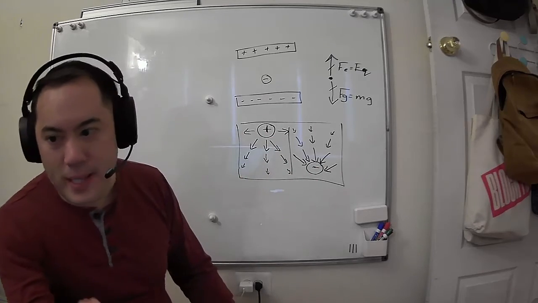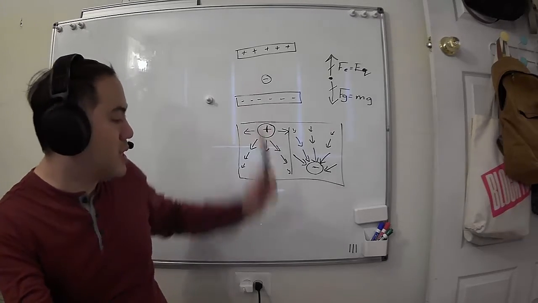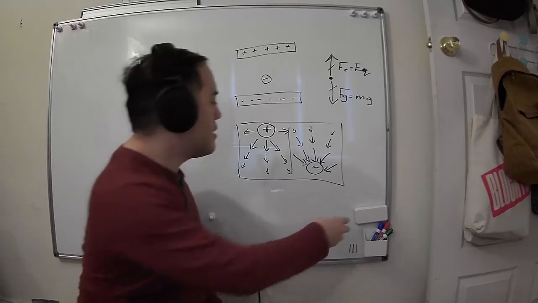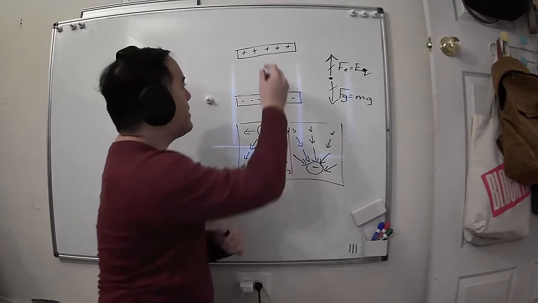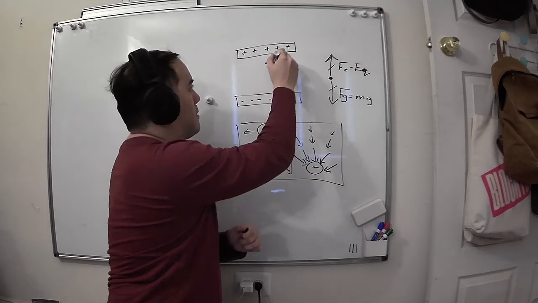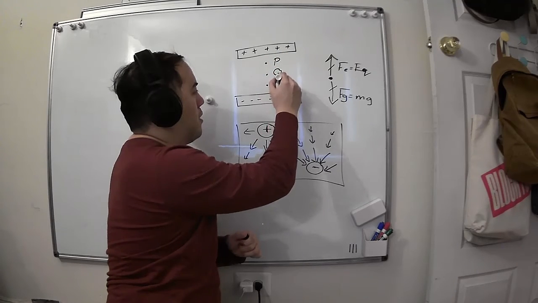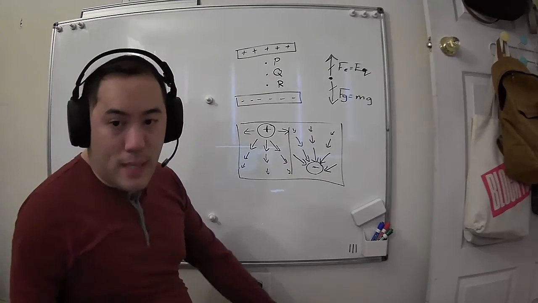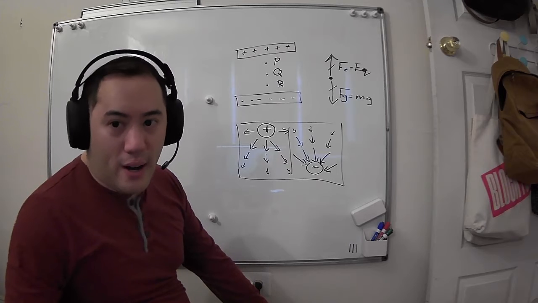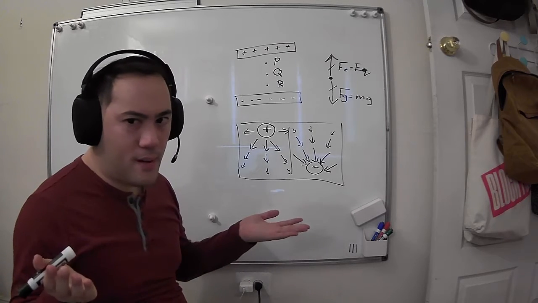So basically, Millikan didn't use these two. He used this. For this reason, let's say there's 3 points, point P, point Q, and point R. He wanted the field at P, Q, and R to be the same. But aren't they not?